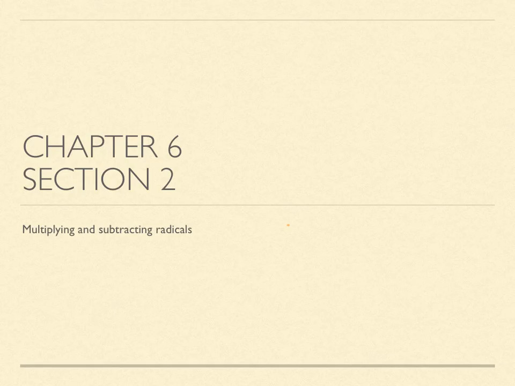So chapter 6, section 2, we are going to multiply and divide radicals. I don't know why I put subtracting, but we're multiplying and dividing radicals.